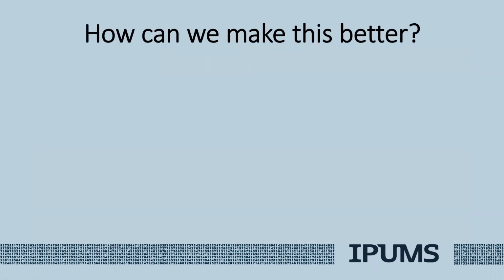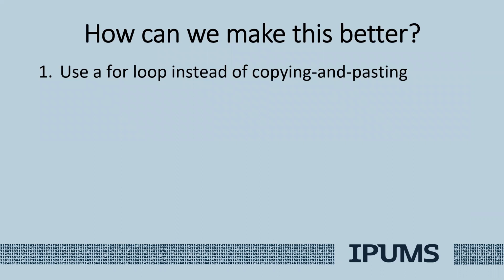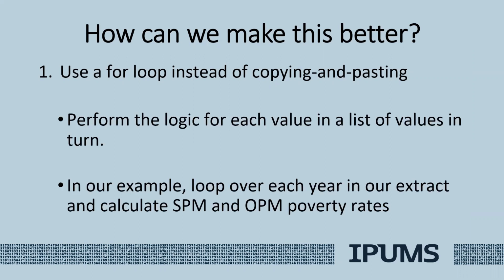Okay, so how can we make this better? Whenever you find yourself copying and pasting with just minor tweaks, you should start thinking about a for loop. A for loop will perform logic for each value in a list of values in turn. So in our example, what we'll want to do is loop over each year in our extracted data and calculate the SPM and OPM rates for that year.